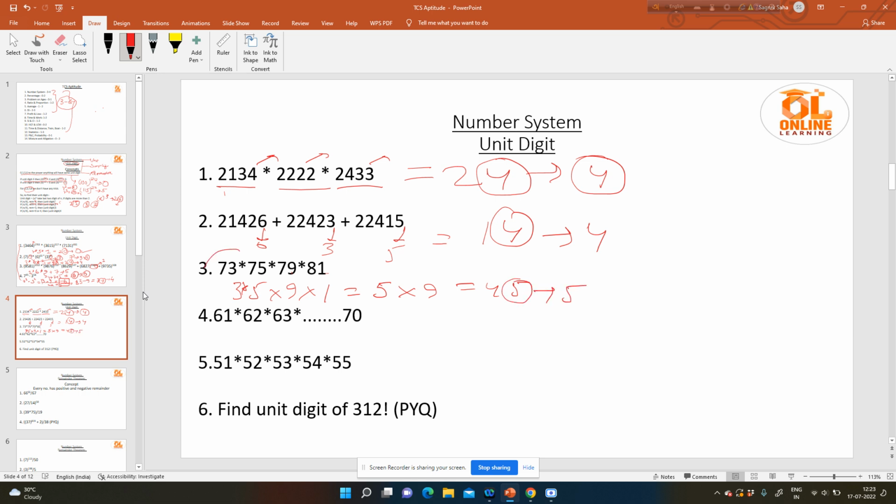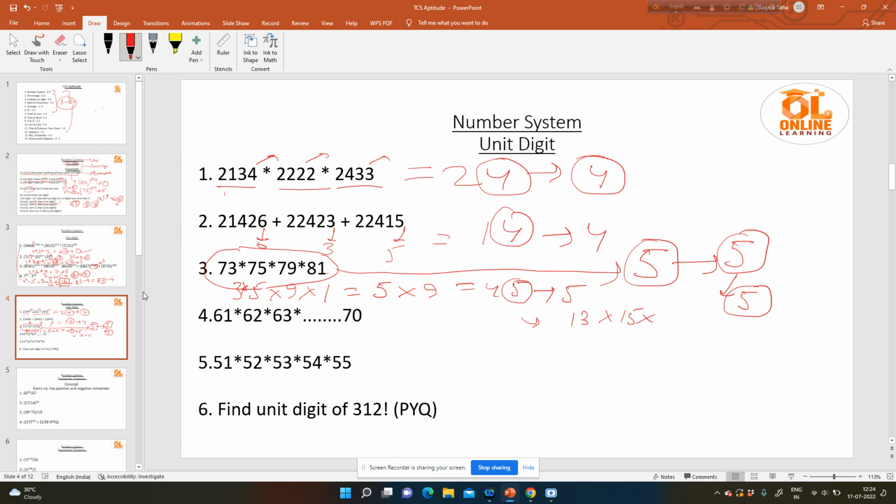There is one more trick. If 5 is present in the question and we have all odd numbers, 73 is odd, 75 is odd, 79 is odd, 81 is odd, so all odd numbers, and 5 is present in the question, then your unit digit will always be 5. Okay, whatever you do, for example, 13 into 15 into 19, check. 3 into 5, 15, we will take 5 into 9, 45.